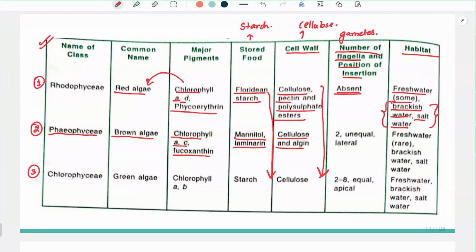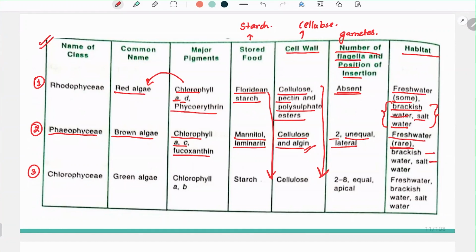So, Phaeophyceae is brown algae, which has chlorophyll A, C, and fucoxanthin, due to which its brown color is present, and the stored food is in the form of mannitol and laminarin. The cell wall is of cellulose and algin. Gametes are two, unequal and lateral. Habitat: it is rare in freshwater, mainly brackish and saltwater.